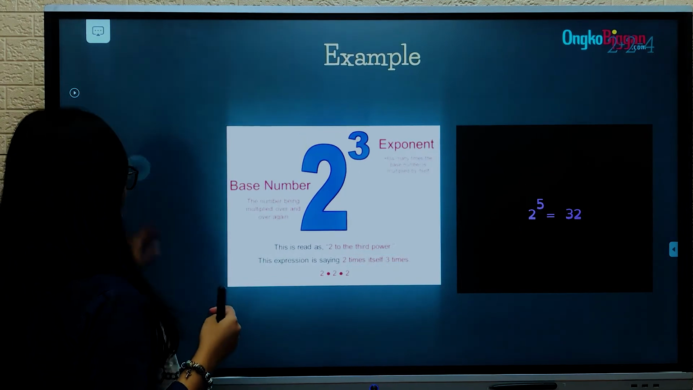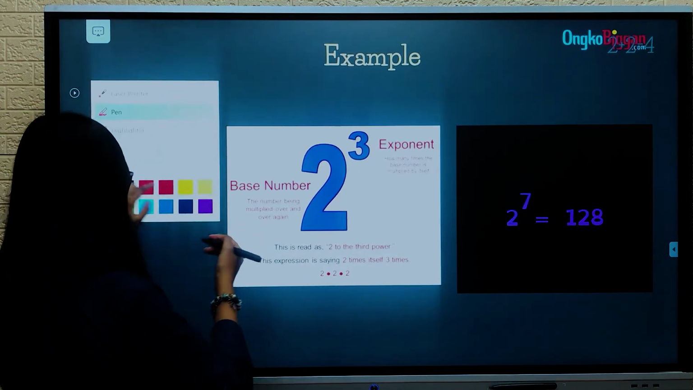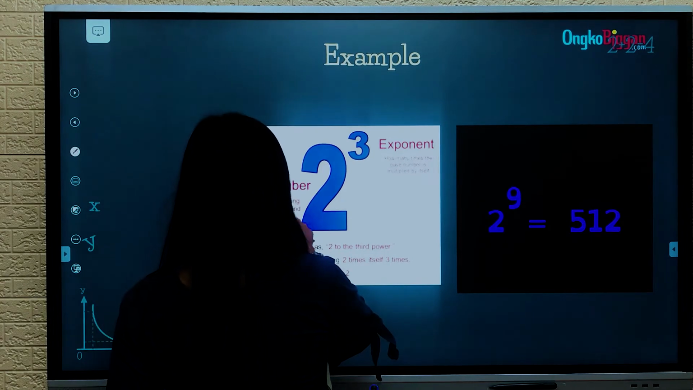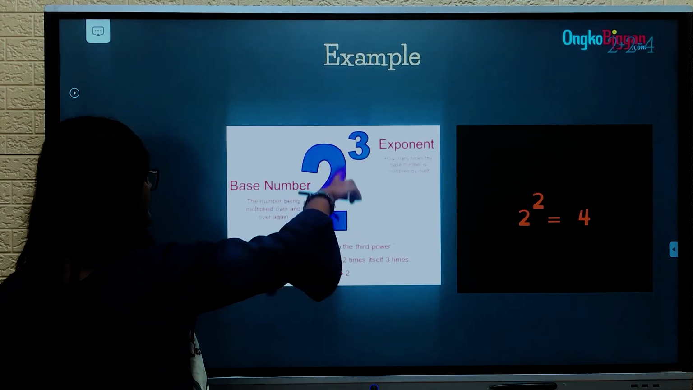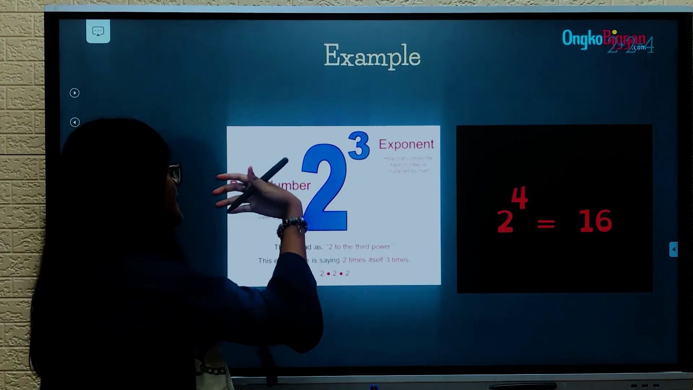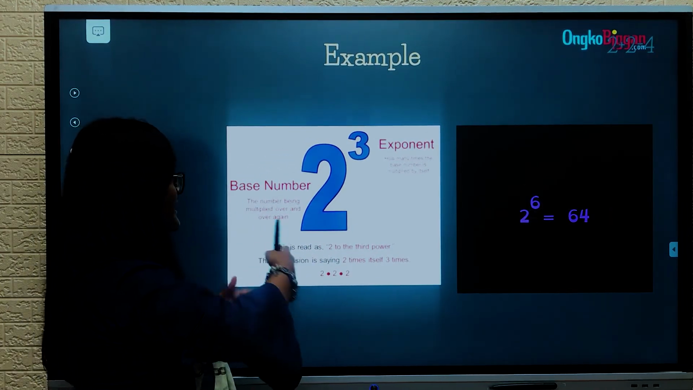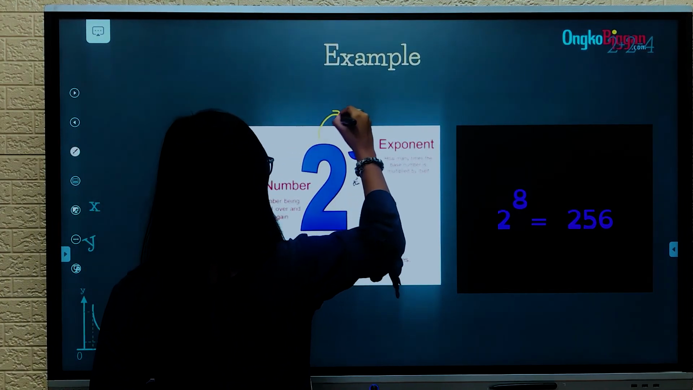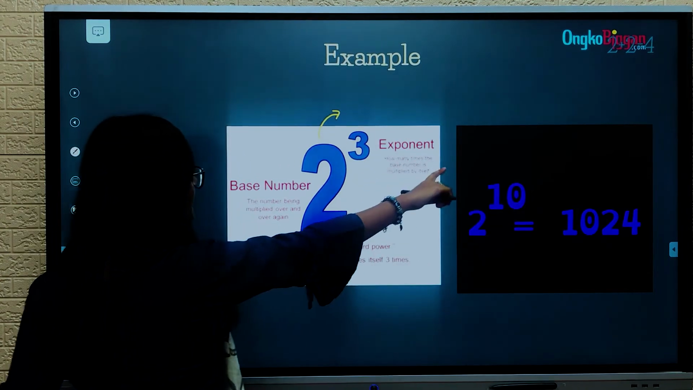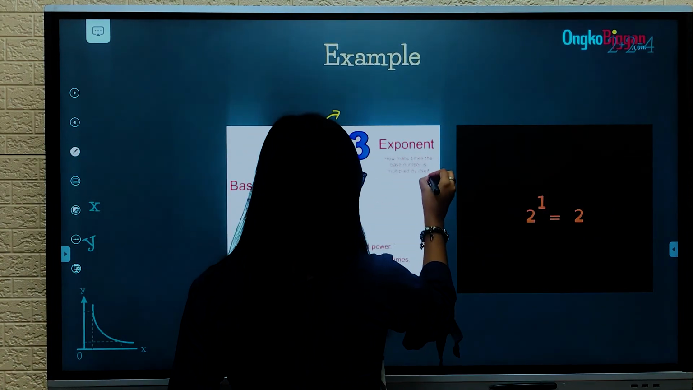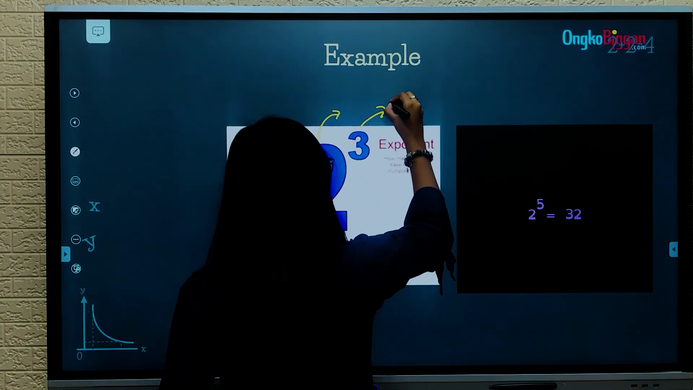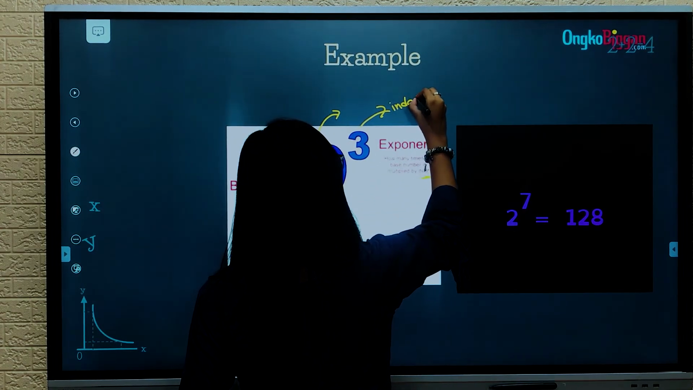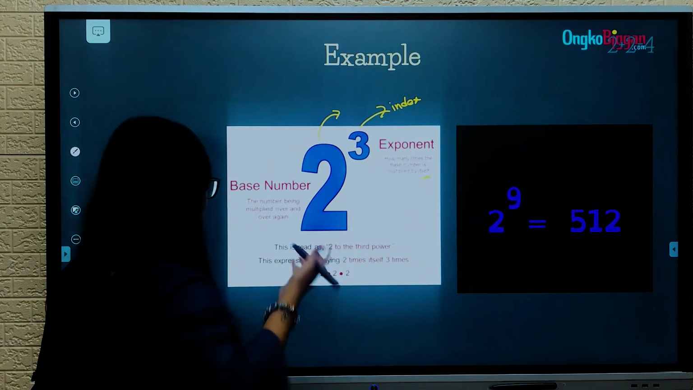Here the base number is the number being multiplied over and over again. Here 2 is multiplied 3 times. How many times the base number is multiplied by itself is defined as the index or power, or exponent, whatever you want to say.